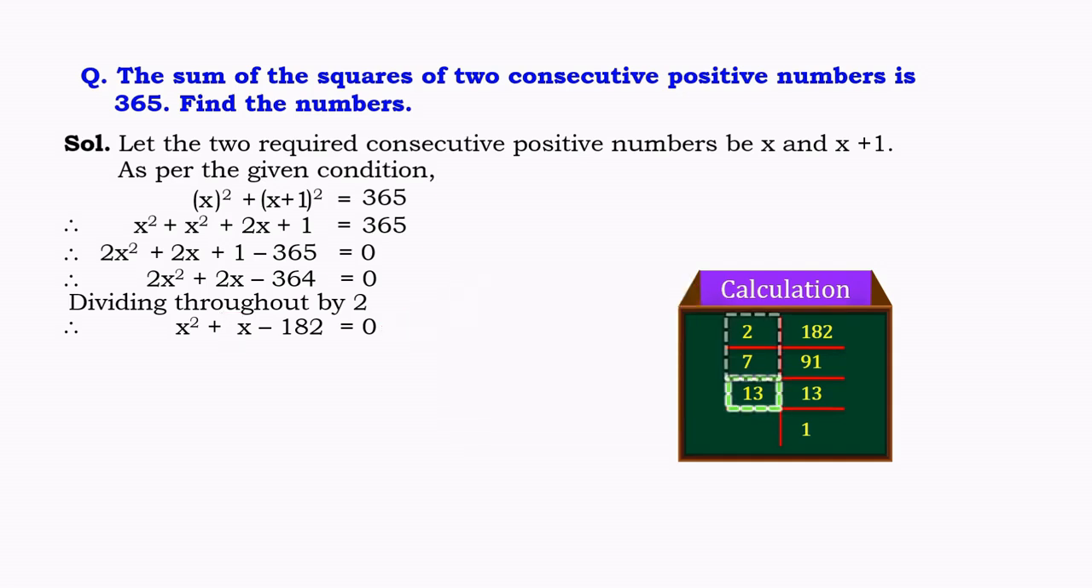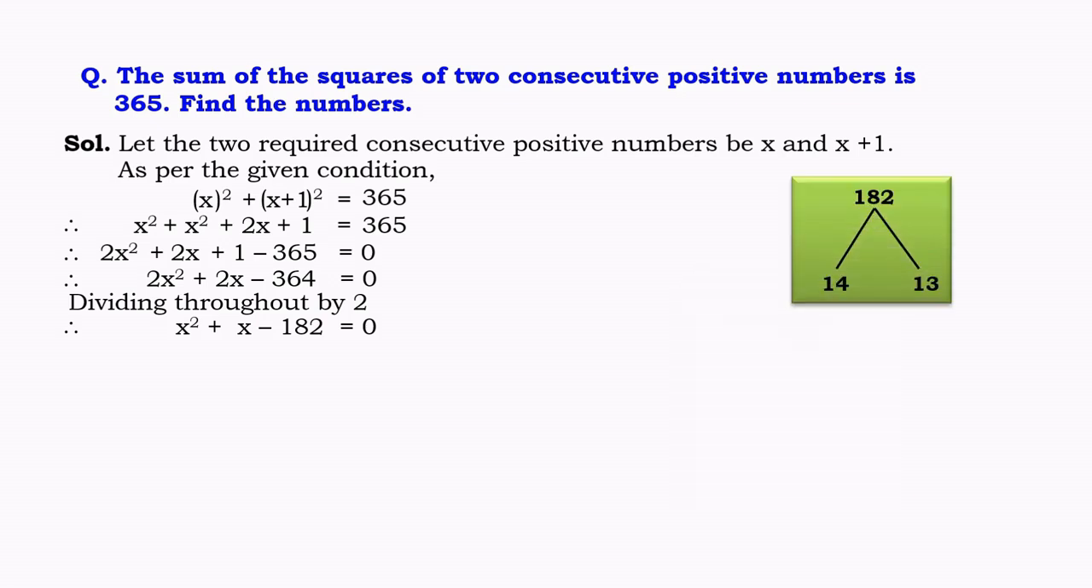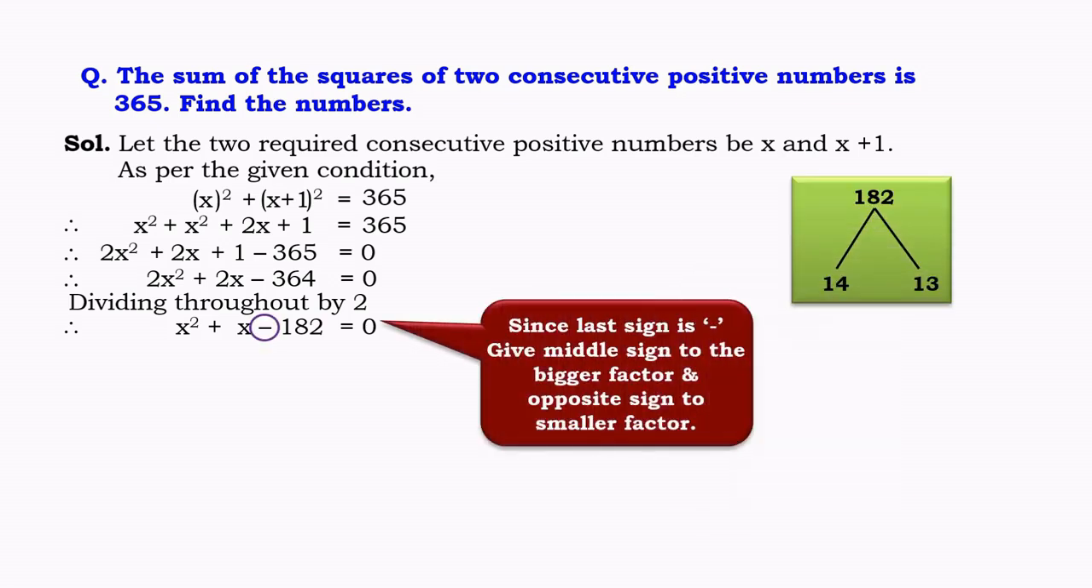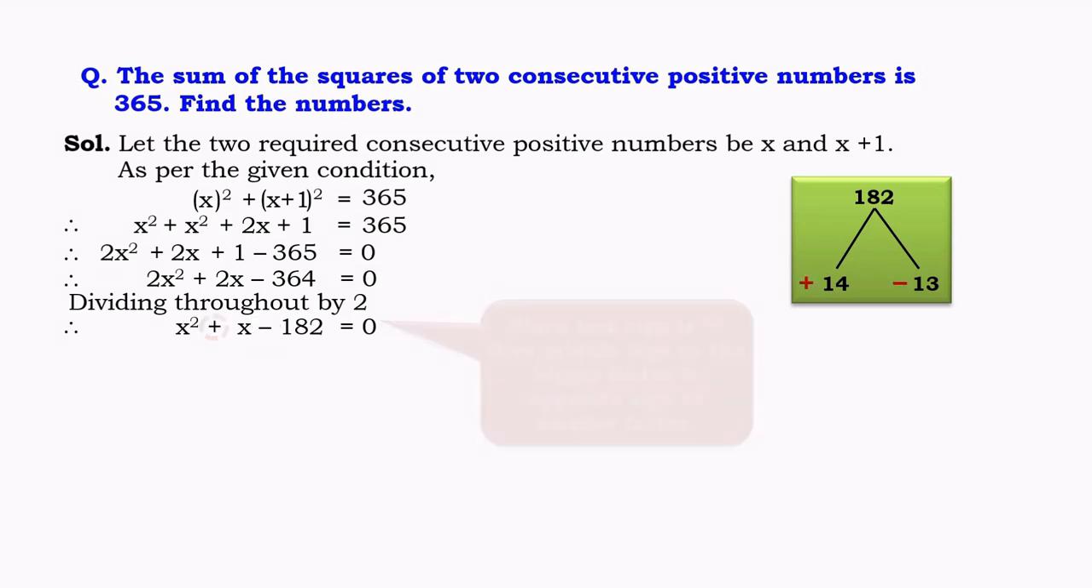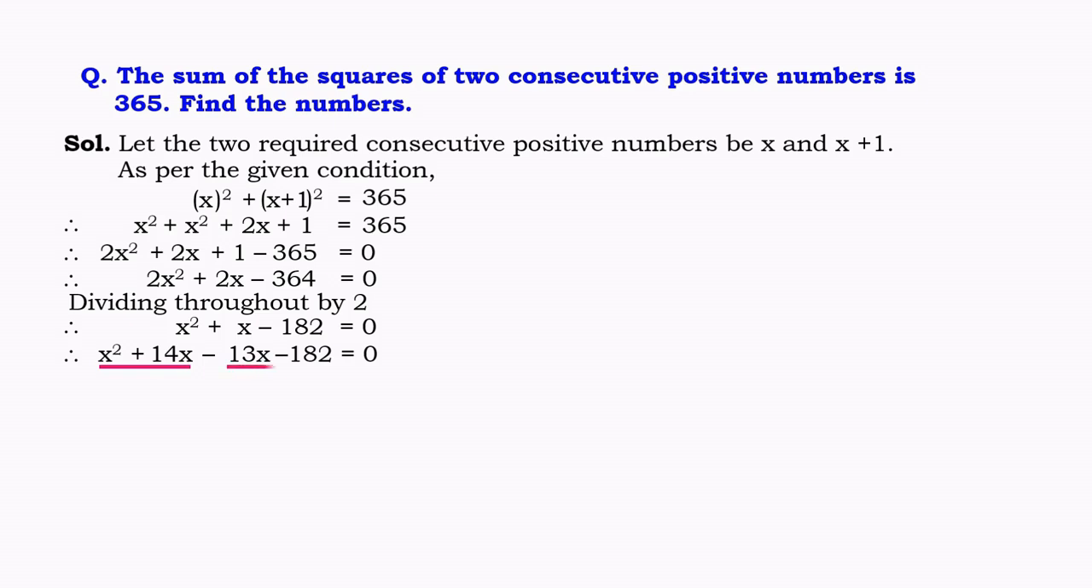We can see that 14 multiplied by 13 gives 182. Also, 14 minus 13 equals 1. Therefore, 14 and 13 are the required factors. Since the middle term is positive and the constant term is negative, we assign the positive sign to the larger factor and the negative sign to the smaller factor. So, we rewrite the equation as x squared plus 14x minus 13x minus 182 equals 0.